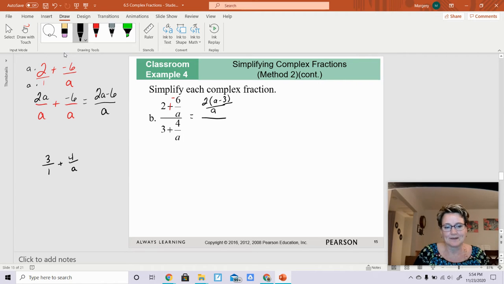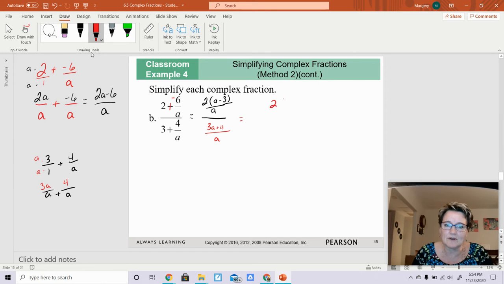So again, it might take you just a tiny bit more work, but I promise you it's helpful. Get a common denominator. Now, I'm going to have to multiply this by a. I have to multiply this by a. So I get 3a here, and I don't have to do anything with that one. So this is going to be 3a plus 4 all over a. So I don't like the way that looks, so I'm going to rewrite it. All over a divided by 3a plus 4 all over a.